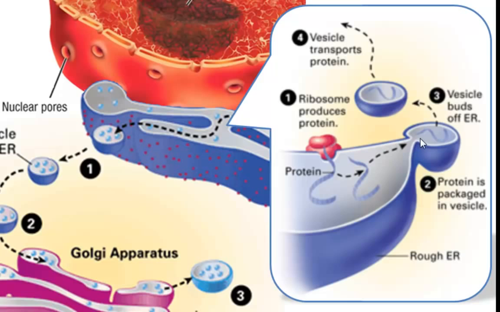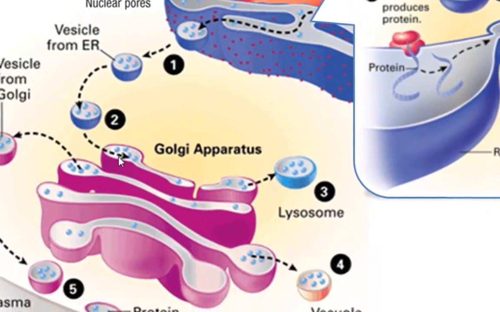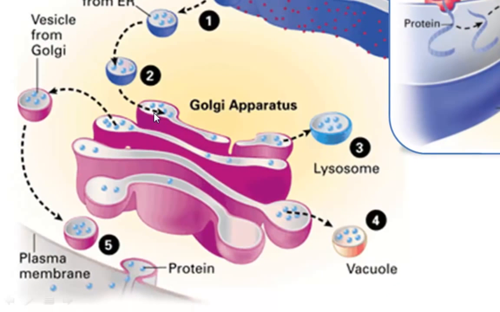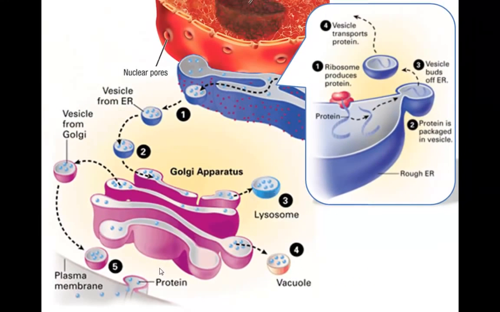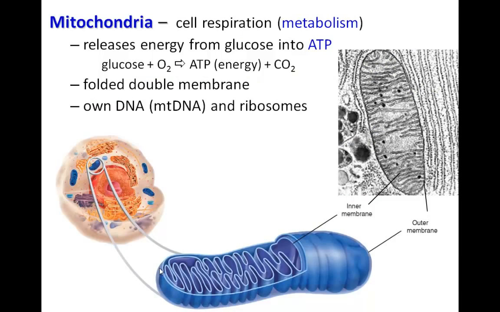The rough ER sends that off into a new vesicle, which transports that to the Golgi. The Golgi then modifies, sorts, packages those proteins, and builds another vesicle. Depending on where it's going, it'll be either a lysosome, maybe it's a vacuole, maybe it's a peroxisome, or maybe it's going to be exported outside of the cell. So this is the workflow of the cell production factory.